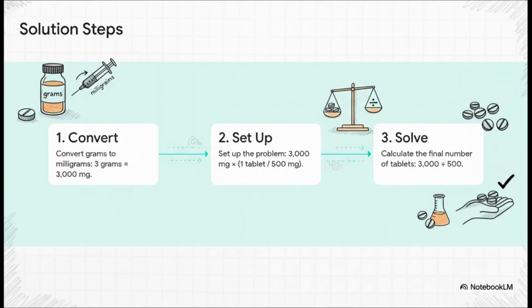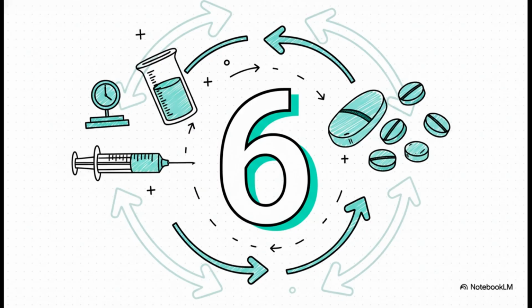All right, let's check your work. First, we convert the 3 grams to 3,000 milligrams. Perfect. Now our units are all lined up. Then we set it up. We need to give a total of 3,000 milligrams, and each tablet gives us 500. So we just divide 3,000 by 500. And our answer is 6 tablets. See, the process is exactly the same. The numbers might change, but that crucial safety step, the conversion, that always stays the same.